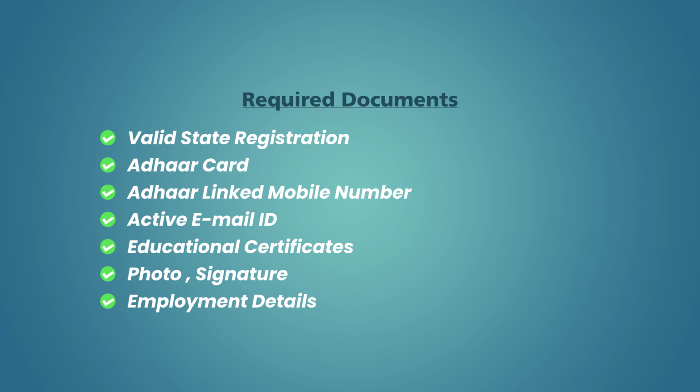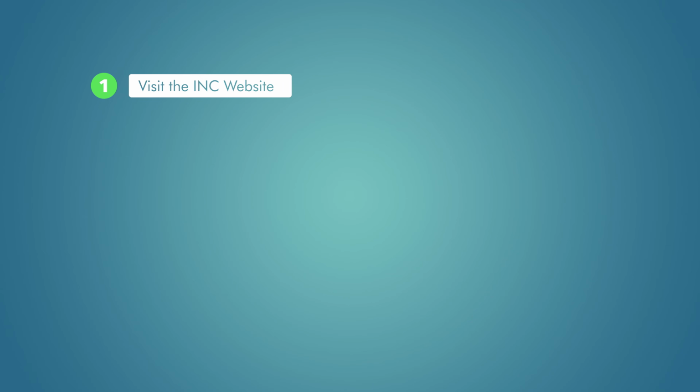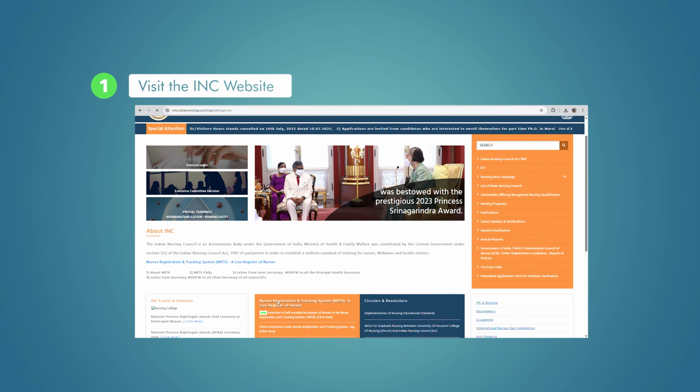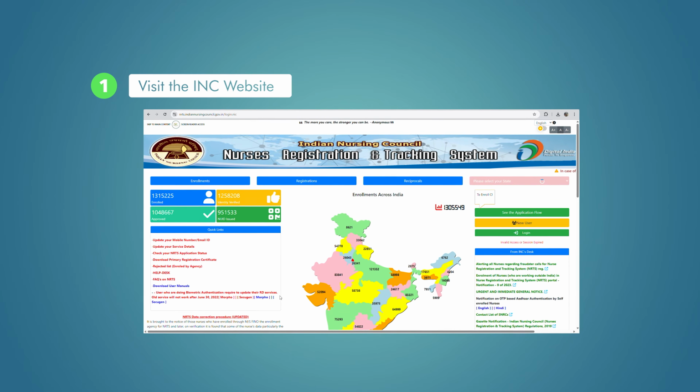Let's go through the application process step by step. Step 1, you have to visit the INC website, the NRTS website. You can click on the Nurse Registration and Tracking System on the INC page. Then you can select your current state of registration from the right hand side. You can select Andhra Pradesh or Telangana, whichever state you are registered in.